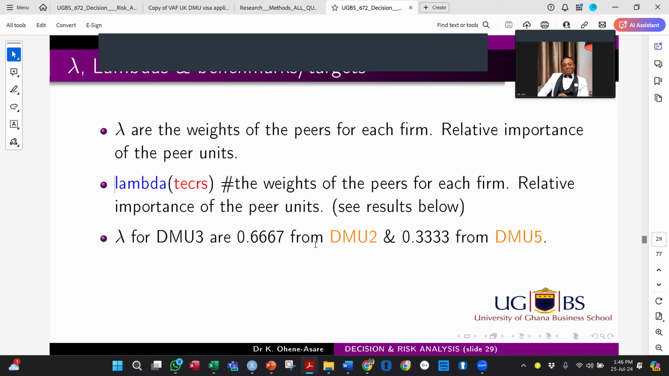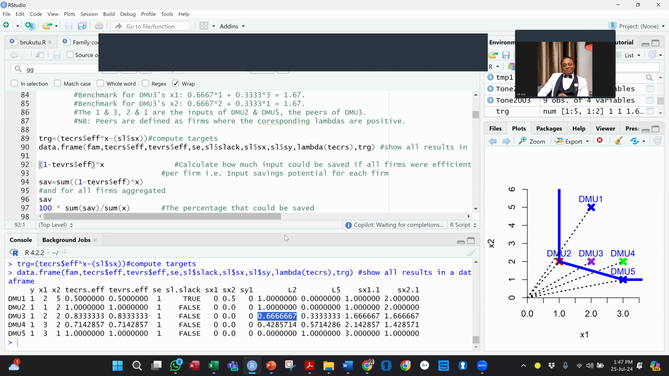So for DMU3, this 0.6667 was from DMU2. So DMU2 was its peer. How do you know that? When you go to the graph, you see it. Who are the peers? By the way, if you check DMU3, you can see that it has a value. This one shows that it is picking it from DMU2. L2 means that it's taking it from DMU2. L3 means that it's taking it from DMU what? 5. DMU5.